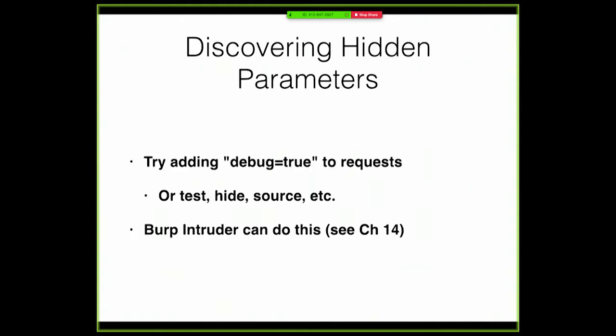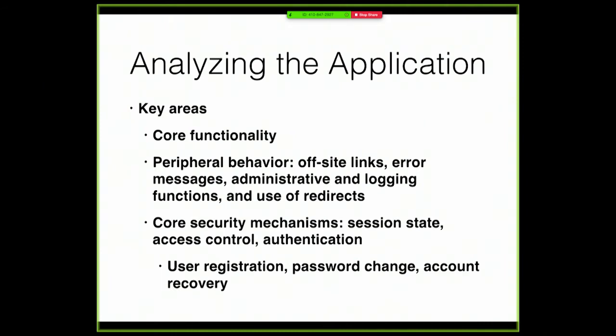Another thing you can do is add things like debug to the request in a parameter, because people often do that. There's a parameter that will cause it to go to debug mode, and that would be awesome if you can find it, because then it will show you source code or hidden things. Burp Intruder will try doing that. So you have to map the application. There's core functionality that does whatever it's supposed to do, like buy products at the sales site. Then there's peripheral things, error messages, things that take you off the site, redirects.